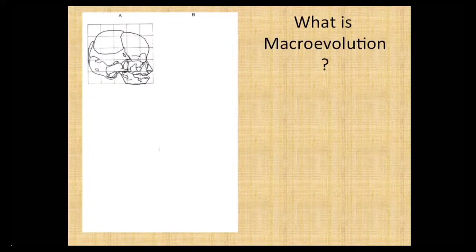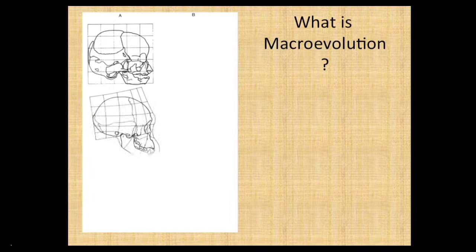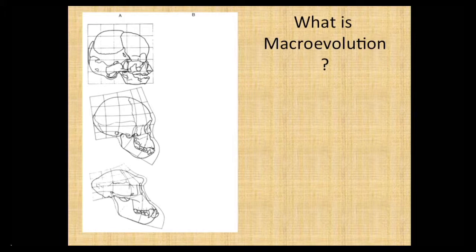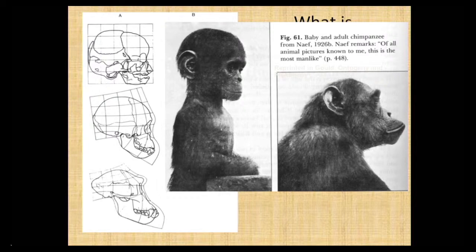And just to go through a bit of an example, here's an animal. In its young form, its skull has that shape. As it gets a bit bigger, it takes that shape. And as an adult, it takes that shape. So the jaw grows much more than the back of the skull. And these are, of course, chimpanzees. And a naturalist remarks, of all animal pictures known to me, this is the most manlike, this baby chimp.